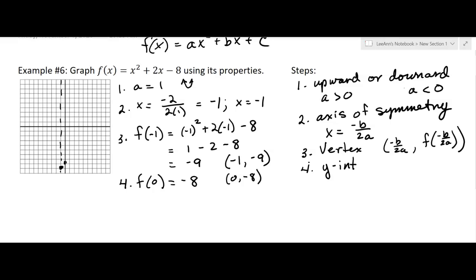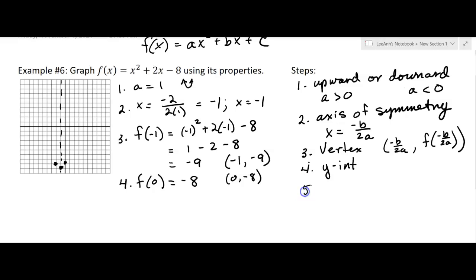Now, because of symmetry, because you know the axis of symmetry, there has to be a point on the other side, to the left of the axis of symmetry, that matches up. So if you look at the point that we just graphed, 0, -8, notice that it's 1 unit to the right of the axis of symmetry. So now we're going to go 1 unit to the left of the axis of symmetry. So it's going to be right there. So we've got the start of a parabola.